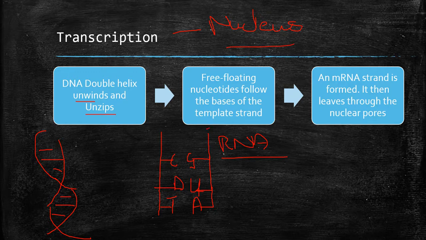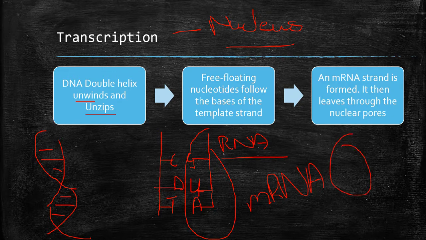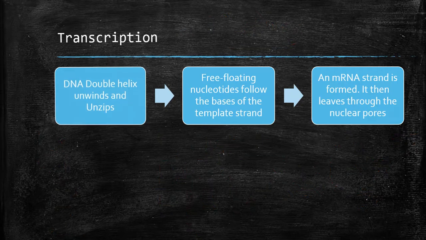So this strand that forms is now our mRNA strand, our messenger RNA strand. Remember, this is still inside the nucleus. Now remember our nucleopores, the holes in the nuclear membrane. So our mRNA strand is now going to escape through the nucleopores into the cytoplasm. As it goes into the cytoplasm, it will go to the ribosome, and that will be the next step we're going to discuss, which is translation.